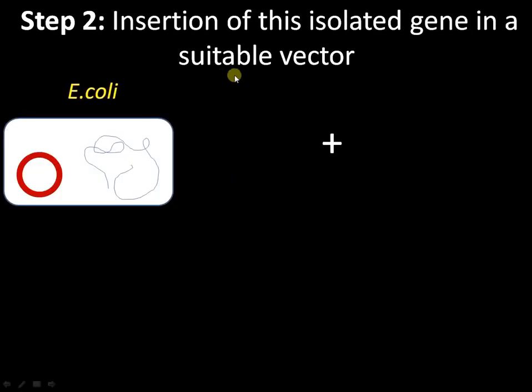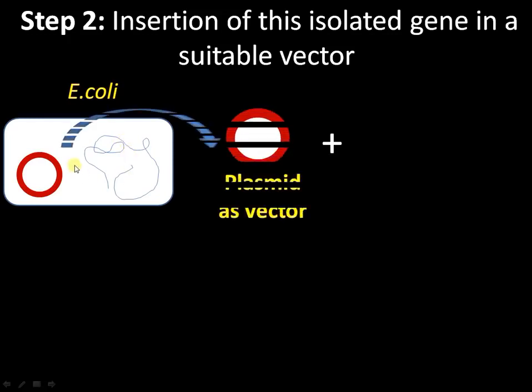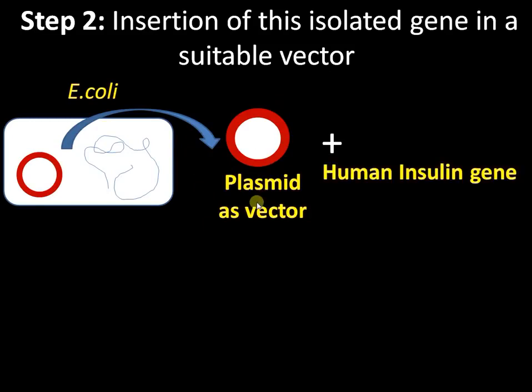So most often here we are taking a plasmid as our vector. A plasmid is extrachromosomal DNA that is present in bacteria. This is an E. coli bacterium. I have isolated a plasmid from the E. coli bacterium. This is a plasmid vector. And this is our gene of interest, that is the human insulin gene.